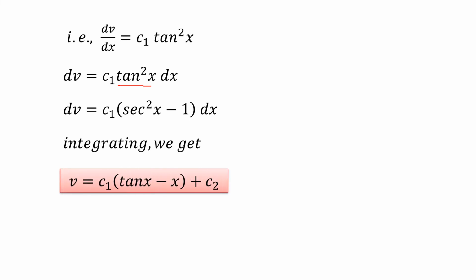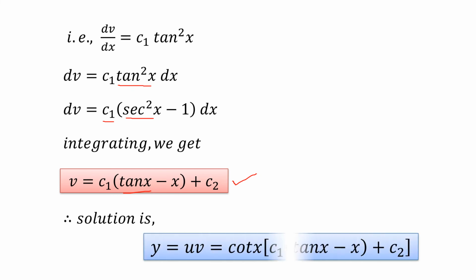Therefore, if we integrate, we get integral of dv is v is equal to c1, which is a constant, so we shall write it as it is. Integral of secant square x is tan x, minus integral of 1 is x, plus constant of integration, we shall take it as c2. Therefore, we got the value of v, and also we know the value of u, that is equal to cot x. Therefore, the solution is given by y is equal to uv, that is equal to cot x into c1 into (tan x minus x plus c2).